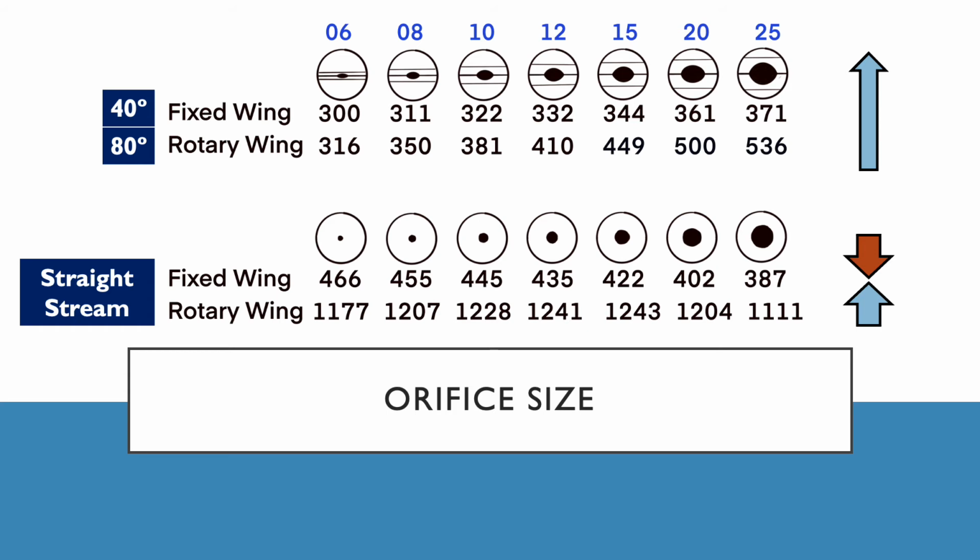Straight streams are a little bit different animal. If we look at the fixed wing, as we increase our orifice size from an 0.6 to a 25, we can see our VMD actually decreasing from 466 to 387. Correspondingly, our fines are going to increase from 2.4 to 4.7%.